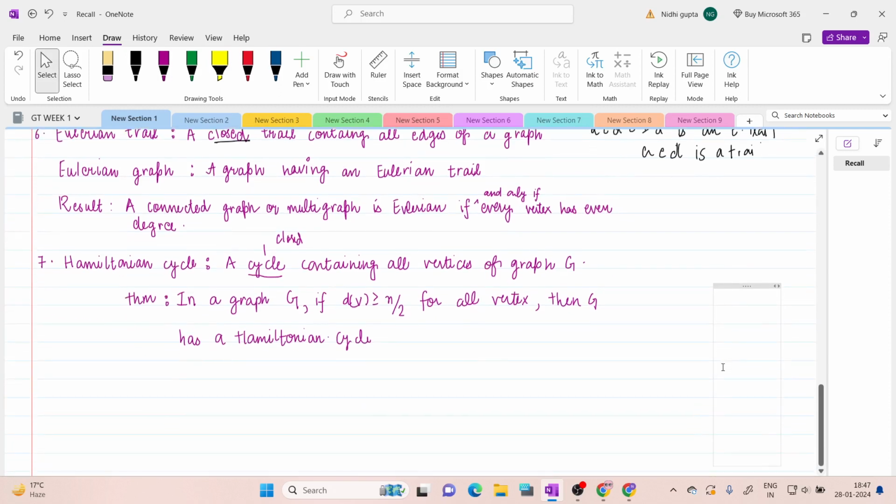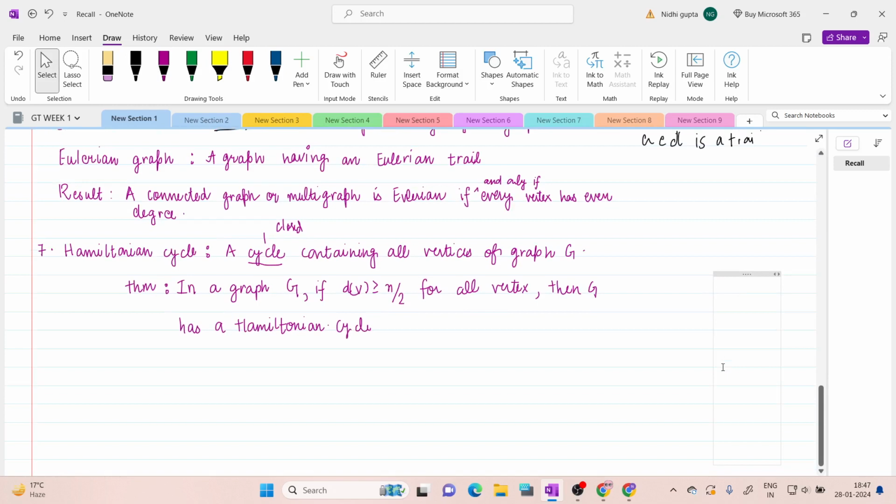So take the example of a cycle. A cycle clearly is Hamiltonian and does not follow this condition. Yes, very good. By the way, what's the meaning of a sufficient condition, and what's the difference between a necessary and a sufficient condition?